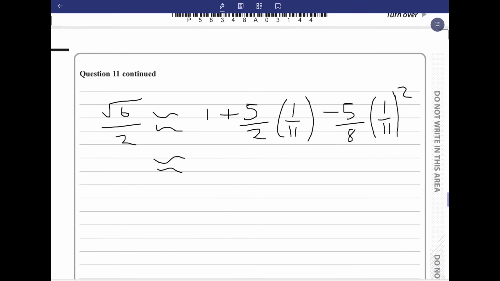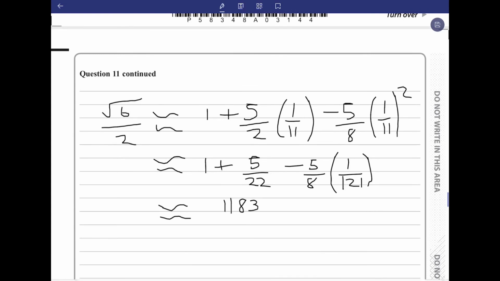So this is approximately 1 plus 5 over 22 minus 5 over 8 times 1 over 121. Let's use our calculator to find this, as it'll save us some effort. So 1 plus 5 divided by 22 minus 5 over 8, 1 over 121. Now this should give you a fraction, and it is 1183 over 968.